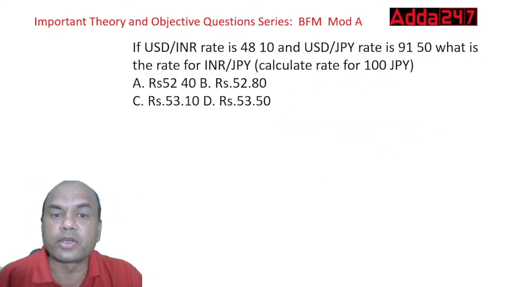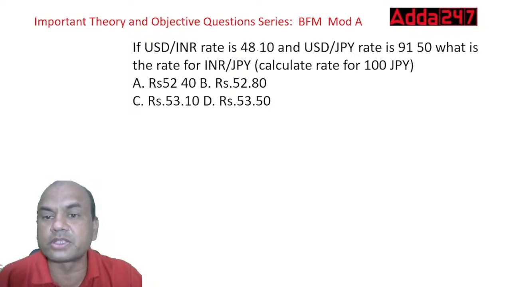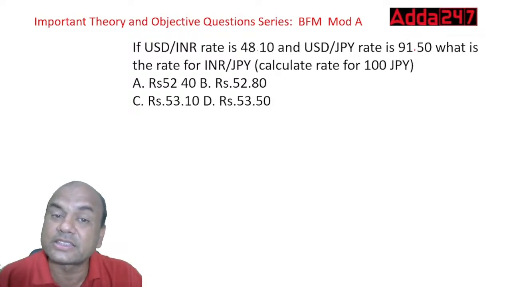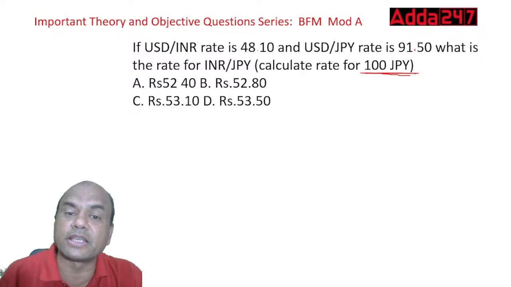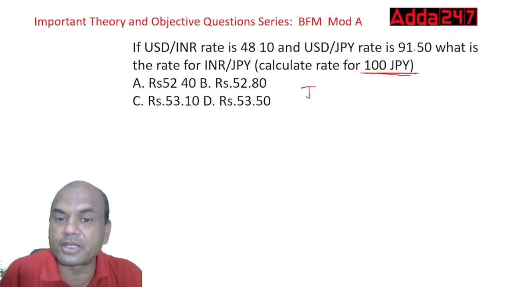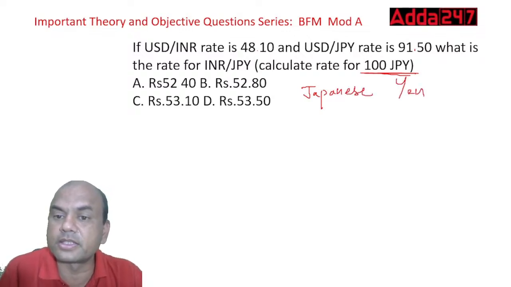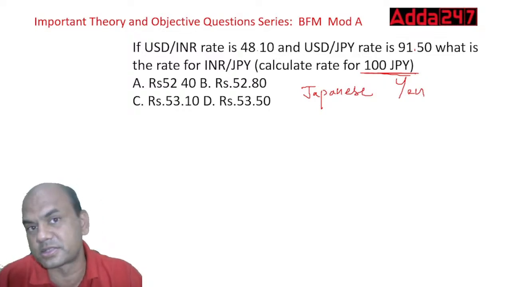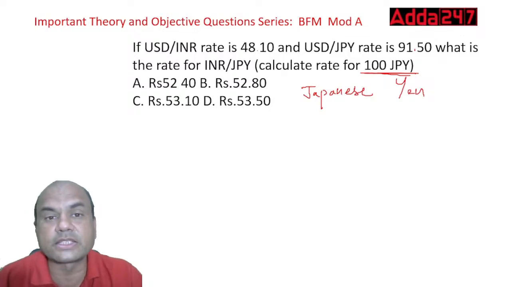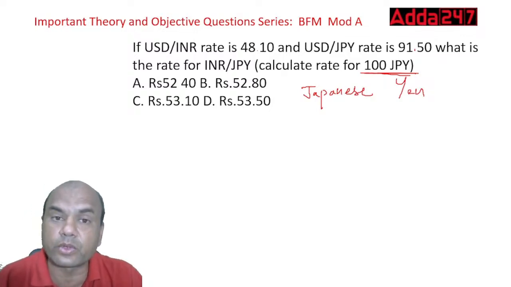Chalo. If the USD INR rate is 48.10 and the USD JPY rate is 91.50, what is the rate of INR to JPY? This is not simple. Calculate the rate for 100 JPY. Remember, JPY means Japanese yen, their currency. Japanese yen is always calculated in terms of hundreds. We always calculate 100 JPY, 200 JPY, 300 JPY. Rates are quoted in that way. Why? Because the currency is very small.